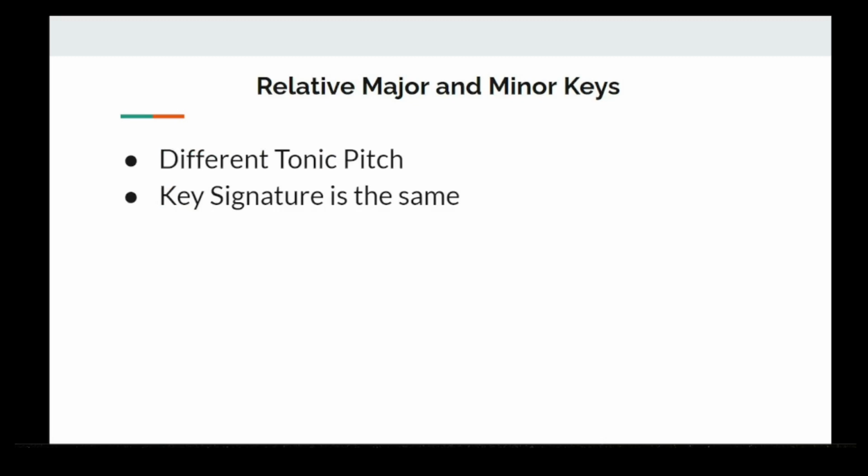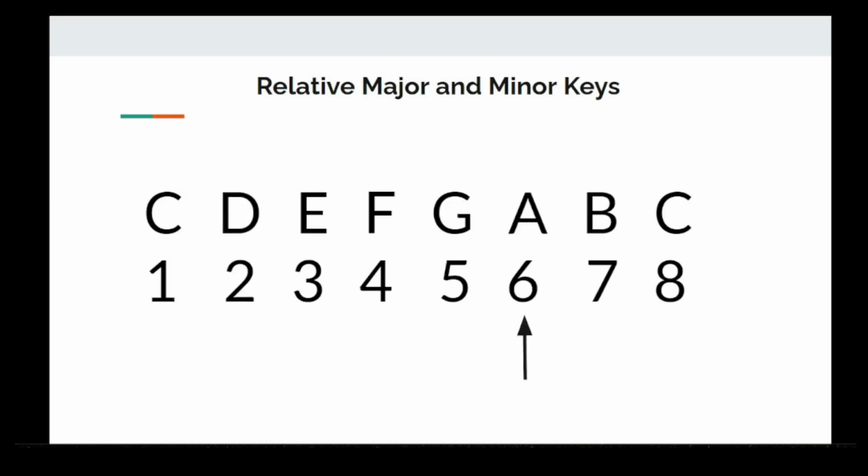When looking at relative major and minor keys, the tonic pitch no longer remains the same, but instead the key signature now remains the same. This works for either going from major to minor or minor to major. To determine what pitch becomes the new tonic pitch, it will depend on whether you are going from major to minor or minor to major.